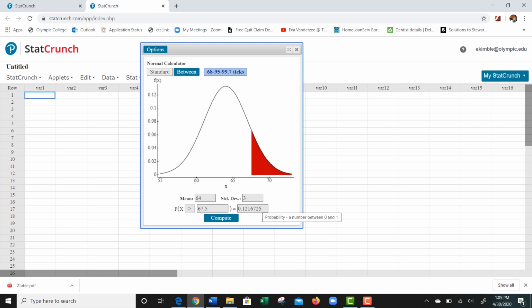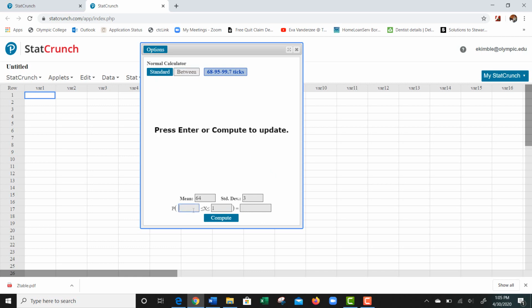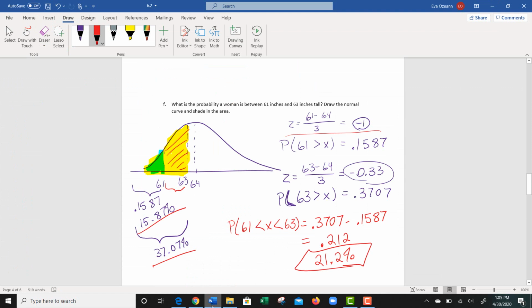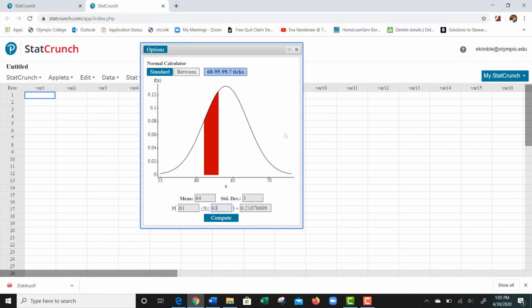Now notice that our numbers are slightly off. That's because we used an approximation using our table. This is a little bit more exact. Now if you want to find probabilities for in between, you're going to go up to this left-hand corner and just hit between. And let's say we want to find the probability that somebody's between 61 and 63. Well, then there you go, 0.21, which if we look back at our answer, pretty close. So that is how you do that using StatCrunch. When you're doing the homework, I suggest you do it using this. However, it is good to know where these formulas come from. So either way. All right, I think that's long enough.